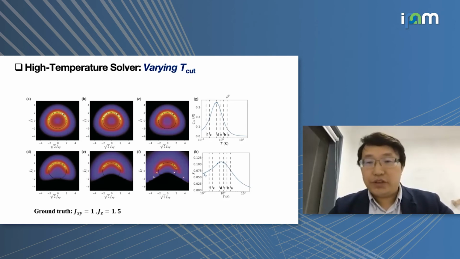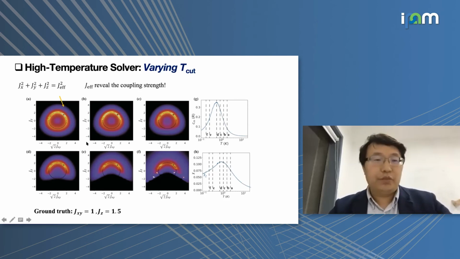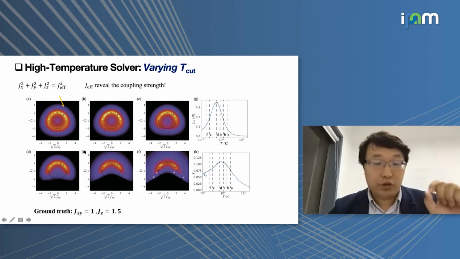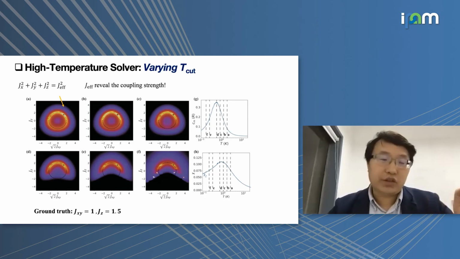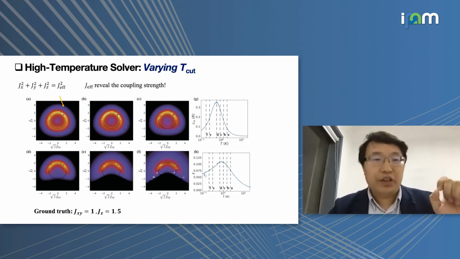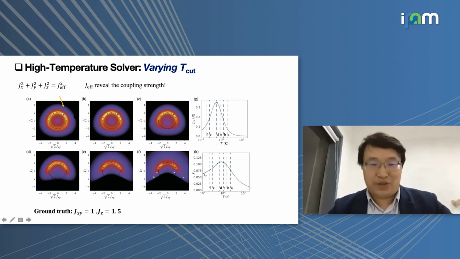We set the Tcut from high all the way to low temperature. When the temperature is very high, like the dashed line A here, we can still get some interesting information. We will see a ring-like bright region. That means we indeed lose some resolution. We do not exactly know what the JXY is, what the JZ is, but we know the square sum, so we know the strength of the interaction.